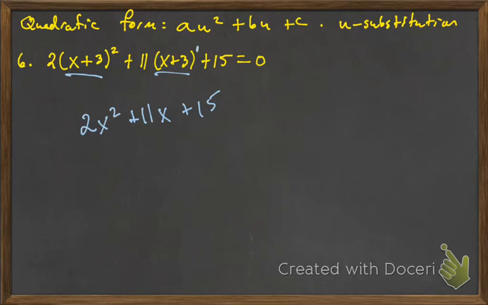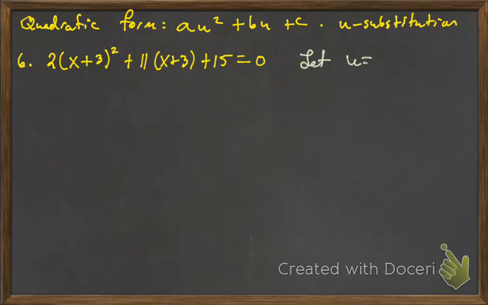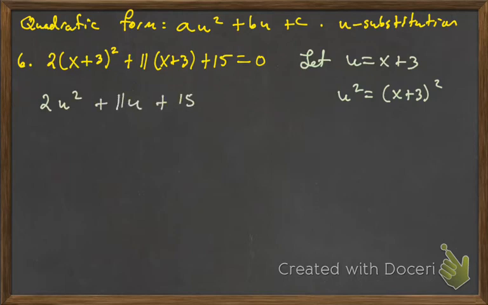Usually with the U substitution, we're going to take the smaller exponent if it's positive. So the smaller exponent is 1 here, so that's going to help us with our substitution. So we're going to let U equal x plus 3. Then if we square U, when we square U, you get x plus 3 quantity squared. So this equation now becomes 2u squared plus 11u plus 15 is equal to 0.